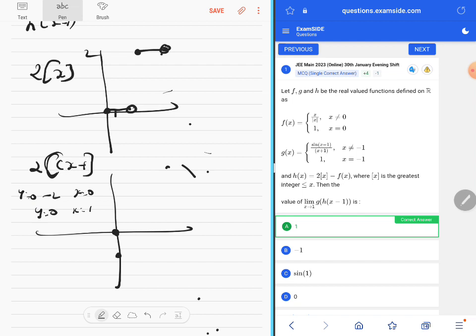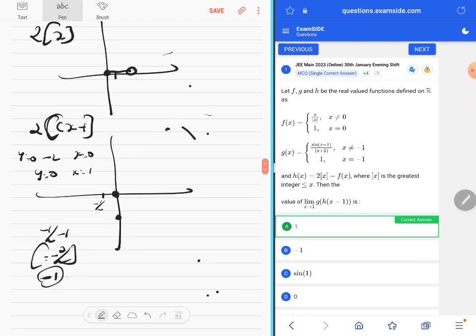So what happens before this? Let's take the greatest integer function. Let's take minus half. Minus half minus 1 will be minus 3 by 2, and the greatest integer function of minus 3 by 2 will be minus 1, and the minus 1 is multiplied by 2, so it will be minus 2. So you understand that this here, it is here, at minus 2. From minus 1 to 0, it's at minus 2.